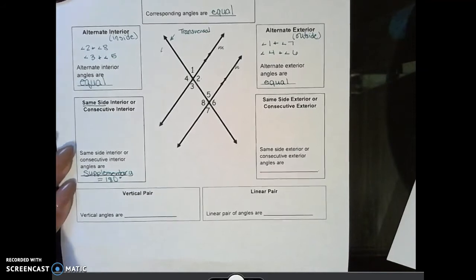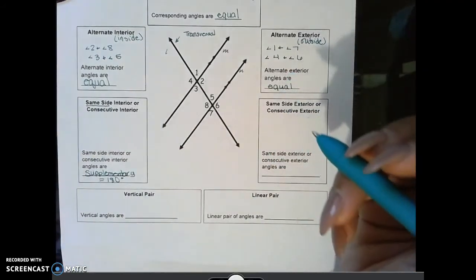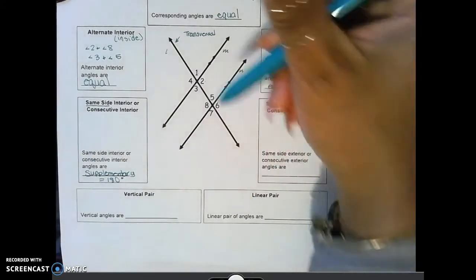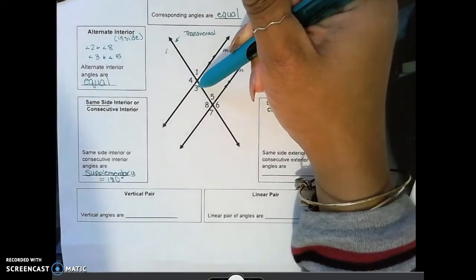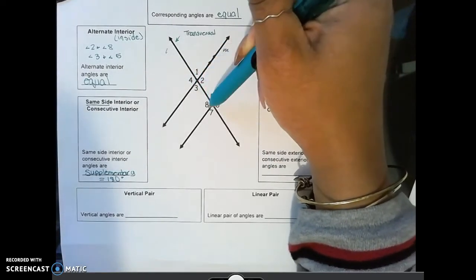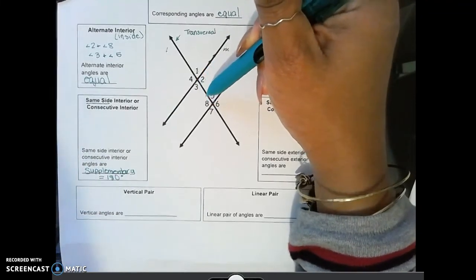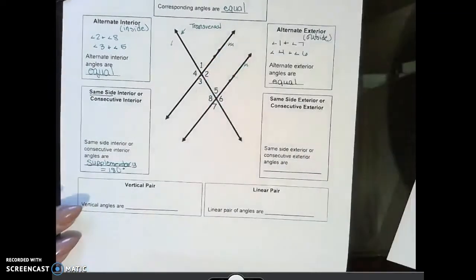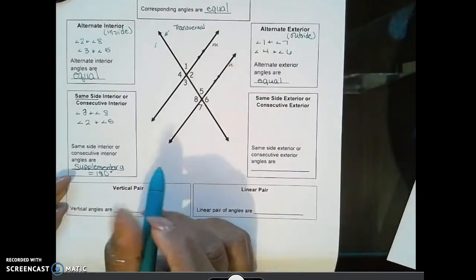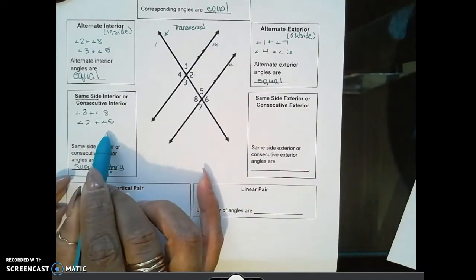Okay, so I'm going to go ahead and do my same side interior. Same side interior would be angle 3 and angle 8. They're on the same side of the transversal and they're inside of the parallel lines. And then also angle 2 and angle 5. So go ahead and write that down. So we have angle 3 and angle 8, angle 2 and angle 5.